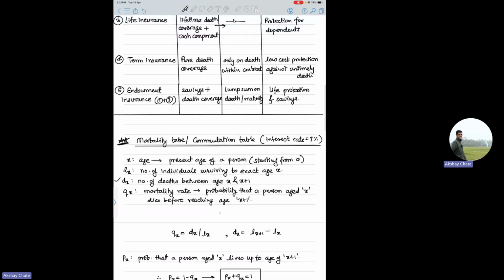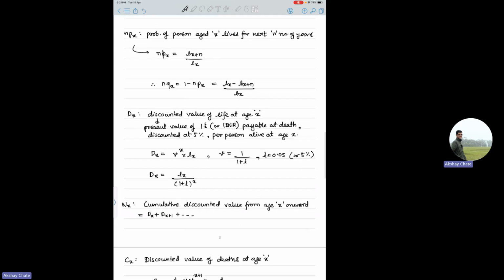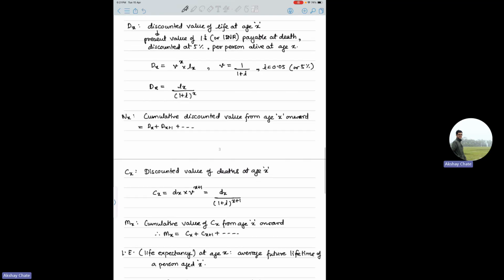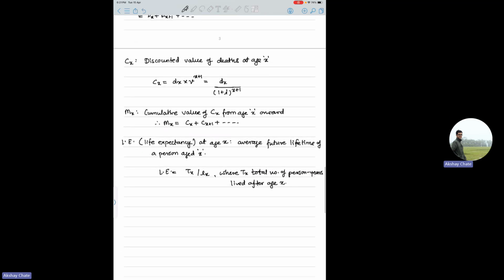And why we need an interest rate for this is because in the formulas of Dx, Nx, Cx, Mx, all these formulas need an interest rate to calculate the present value of the future payment of $1 or 1 rupee. So that is why we need all these things.